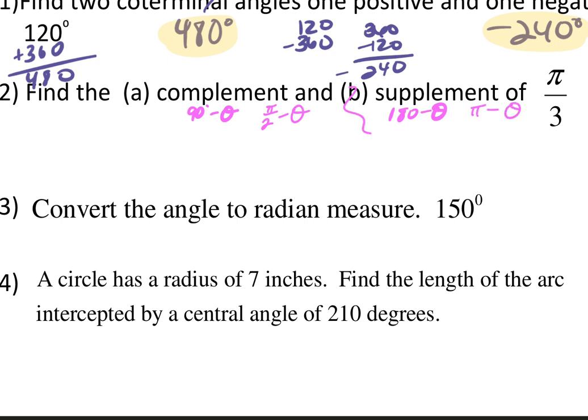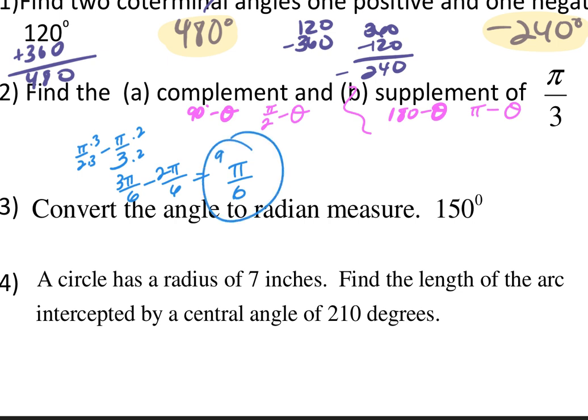So for this one, I'm going to do pi over 2 minus pi over 3. I've got to change them so they both have a like denominator. So I'm going to multiply by 3 and 2 here. I get 3 pi over 6 minus 2 pi over 6, which is pi over 6. And that's your complement, A. And then for B, I subtract from pi. So pi minus pi over 3 would be 3 pi over 3 minus pi over 3, or 2 pi over 3. And that's B.